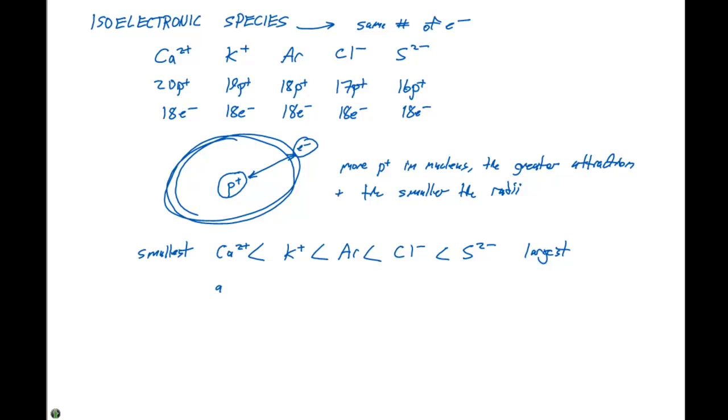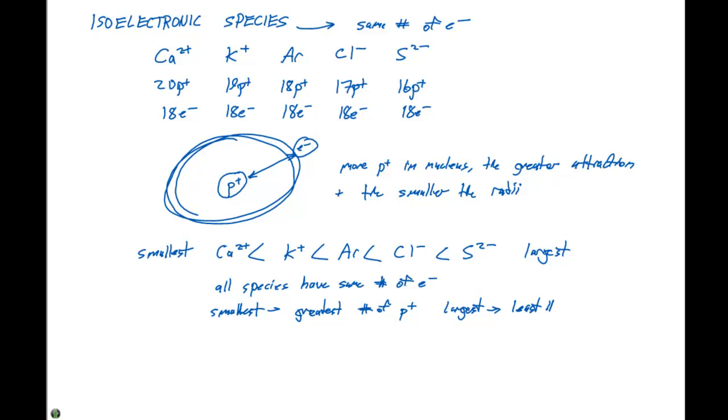Okay? And we note that all species have the same number of electrons, but we order them in terms of smallest over to largest. The smallest has the greatest number of protons, whereas the largest has the least number of protons.